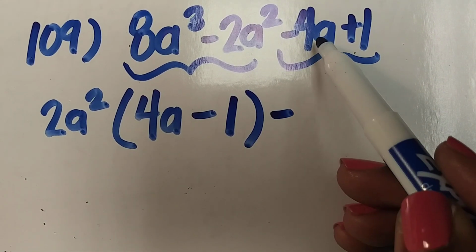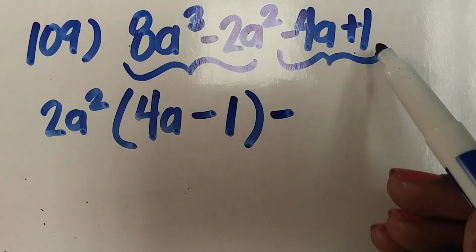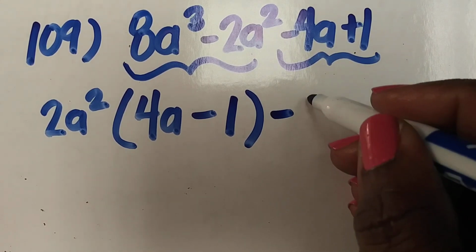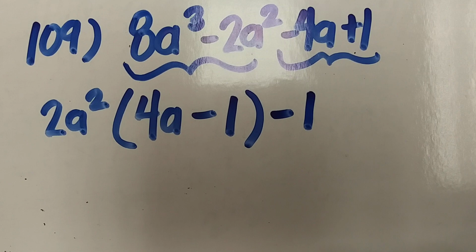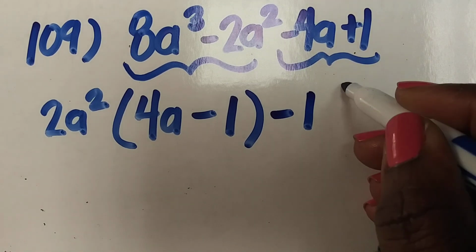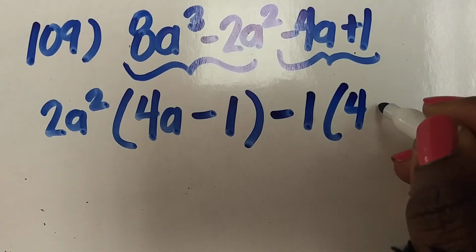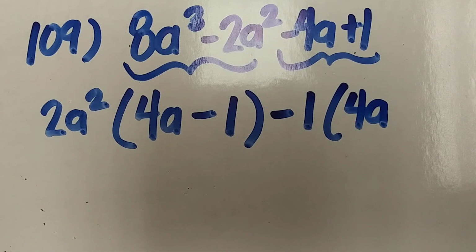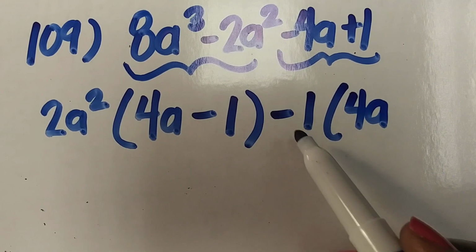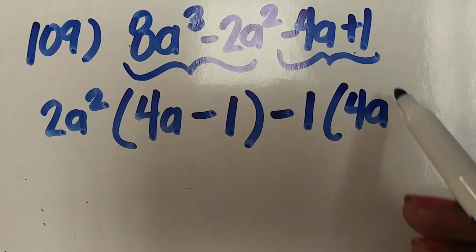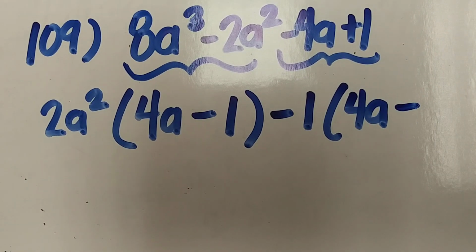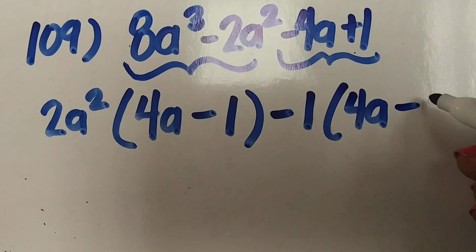This one's a little tricky because I have 4a plus 1. They have absolutely nothing in common except 1. So you have to bring down that minus 1. 1 goes into 4 four times, and bring down the a. Right here, very careful. Negative times what is positive? A negative. And 1 goes into 1 how many times? 1.